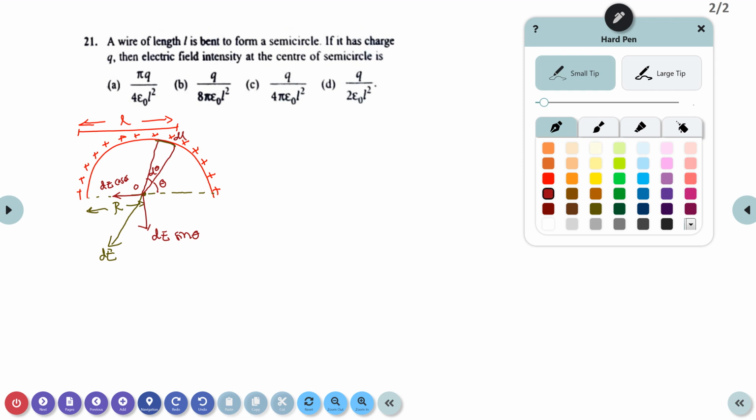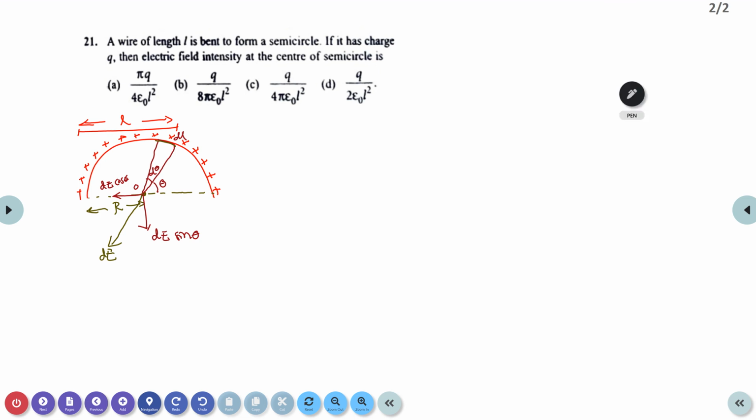Now what I am doing is considering the diametrically opposite mirror element here also. This length is also dl. It also produces an electric field like this, dE. It is again resolved into two components: dE cos theta and dE sin theta. Look into this: the cos component will be cancelled because one is acting like this and another one is acting like that.